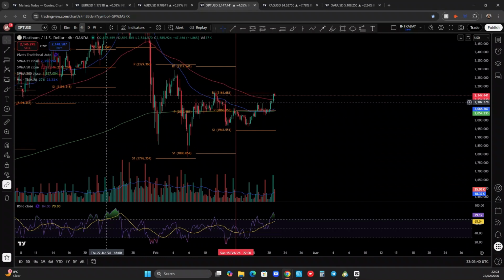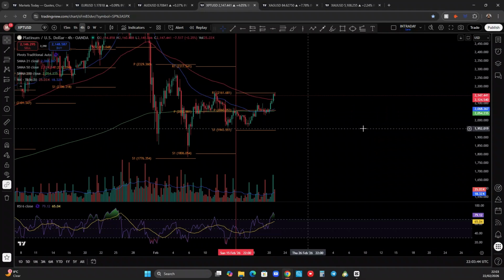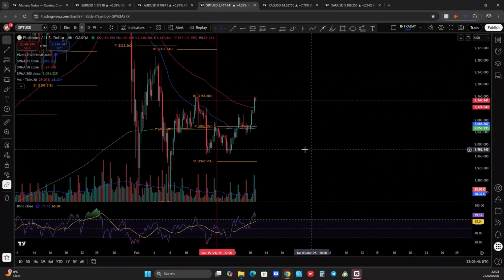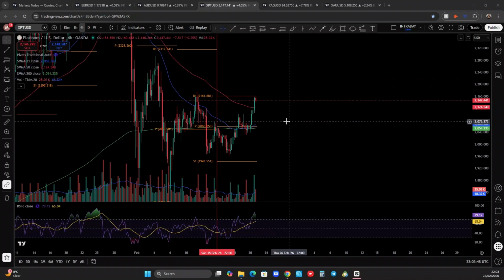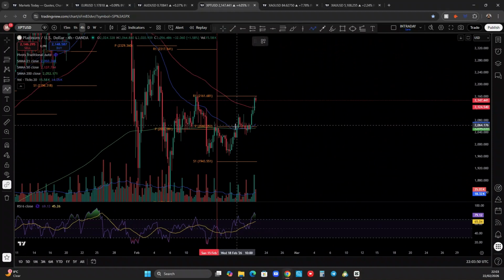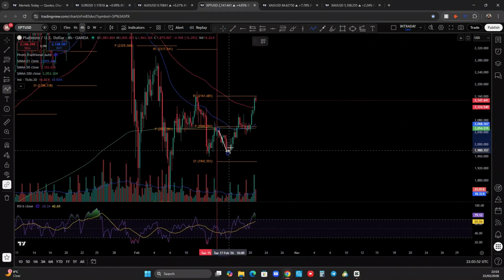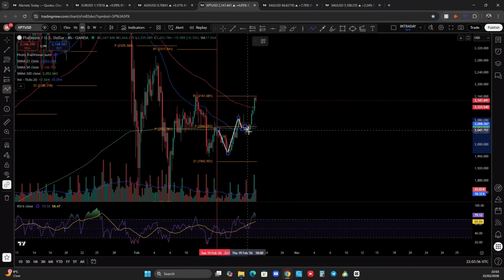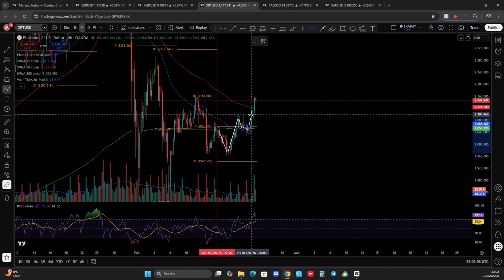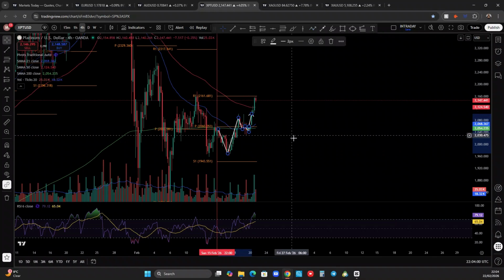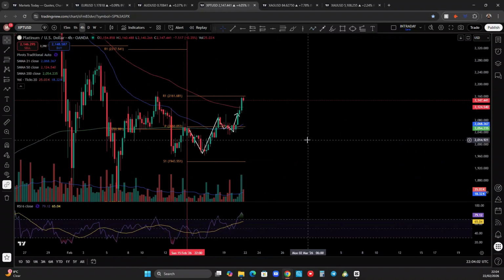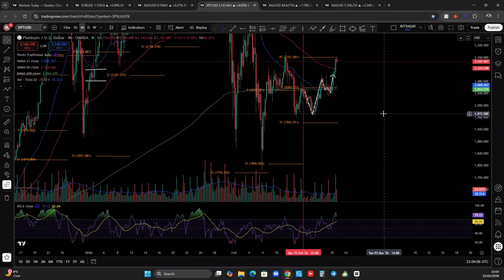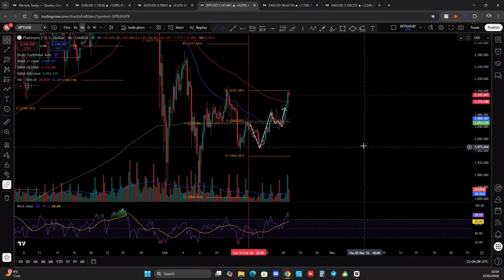nothing much happened. I won't say nothing much happened. We did have the pattern here, V shape, sideways movement, breakout, right? However, what is the problem here? Can anyone tell me what the problem here is?